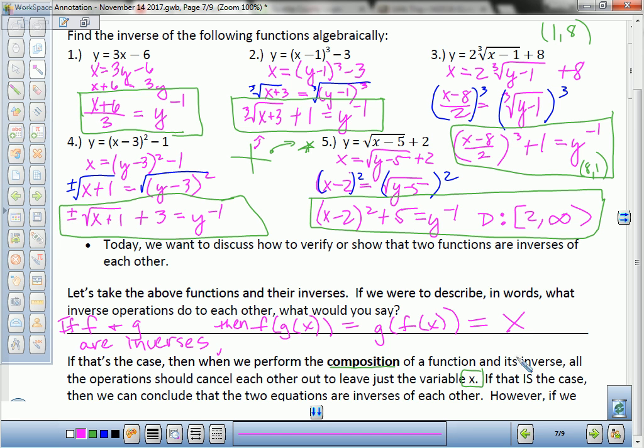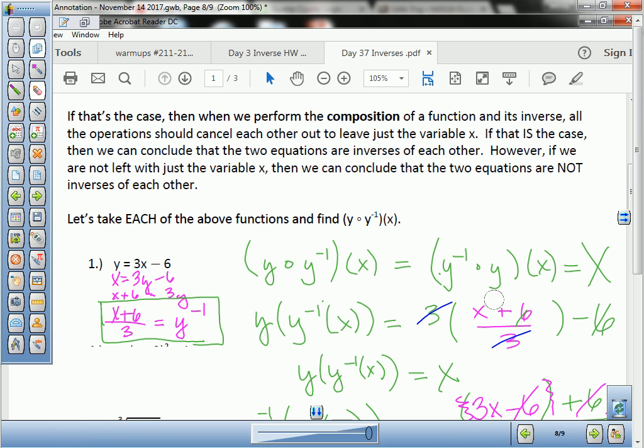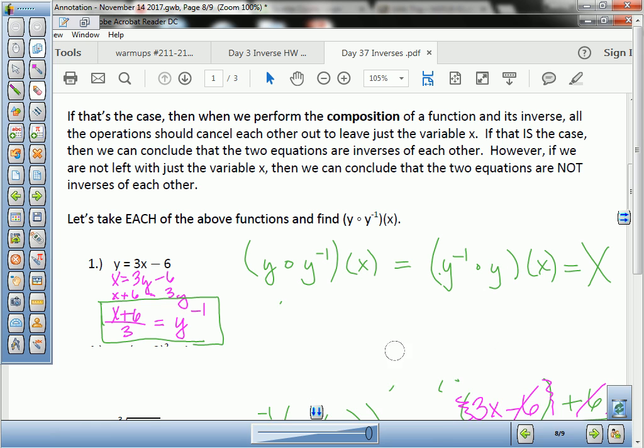Which is really cool, because normally you don't. Normally, if you compose f with g and g with f, you get different things. But when they are inverses, you get the same thing. And it is just x. Not x squared, not 3x, not x plus 1. Just x. Okay. So, what I'm going to do is show you how this works.